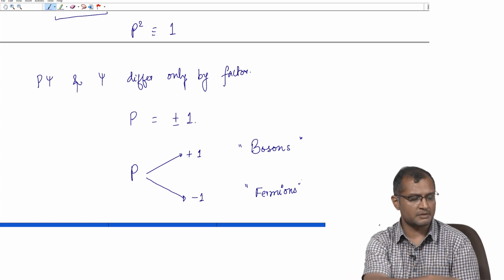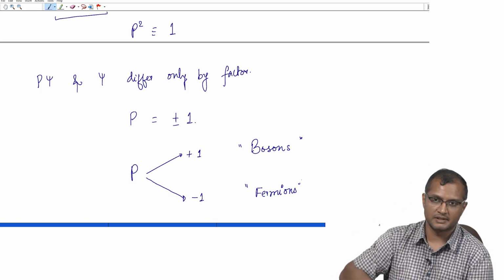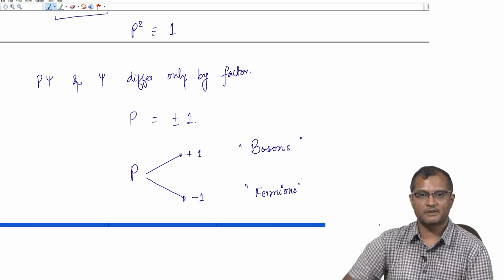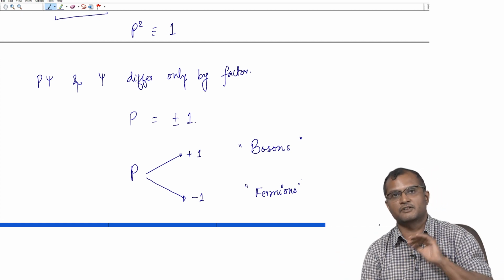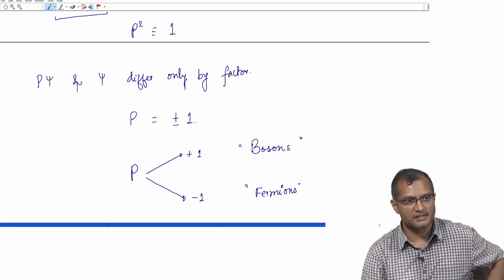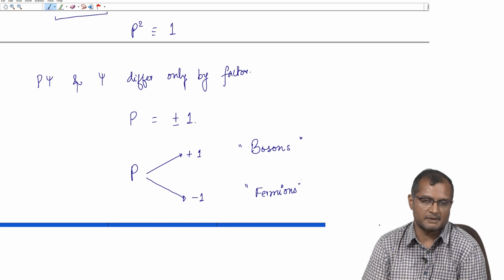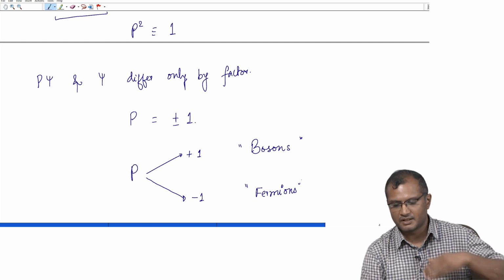And this is only a definition. By the way, you can swap the definition, you can call p plus 1 as fermions and p minus 1 as bosons, and everywhere your fermions will obey the Bose statistics and bosons will obey the Fermi statistics. So, this is what is in a name.